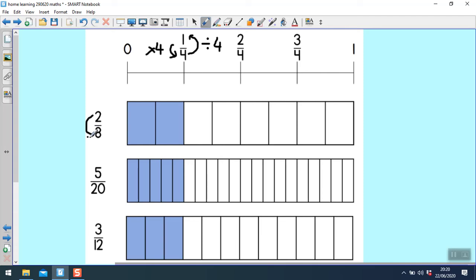So 2 multiplied by 4 is 8. 8 divided by 4 equals 2. 5 multiplied by 4 equals 20. 20 divided by 4 equals 5. 3 multiplied by 4 is 12. And 12 divided by 4 equals 3. Pause the video while you write down 3 other fractions that are equivalent to 1/4.